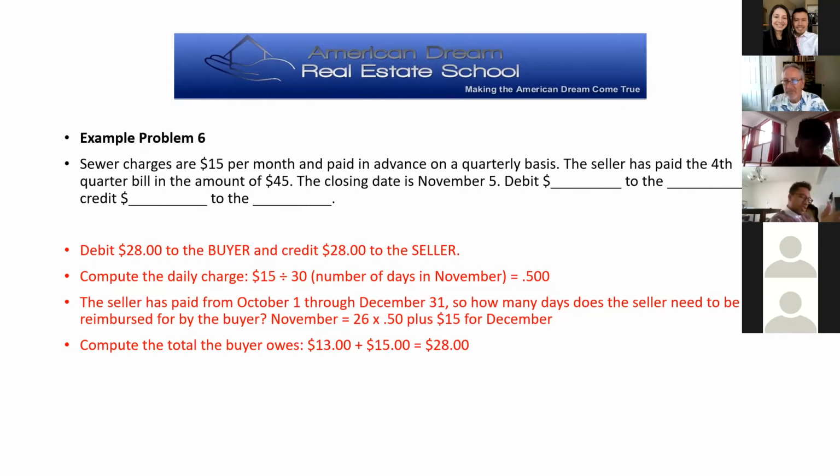And they did use October. Yes. So they're not going to pay him for October, but they're going to pay him for most of the month of November that they didn't use, and all of December, which they used and the seller didn't use. So they'll be debited that and credited to the seller. So it's going to be a debit of 28 to the buyer and a credit of 28 to the seller.